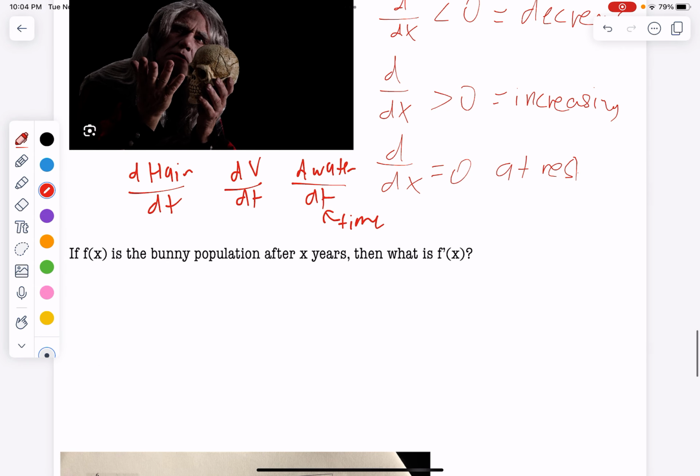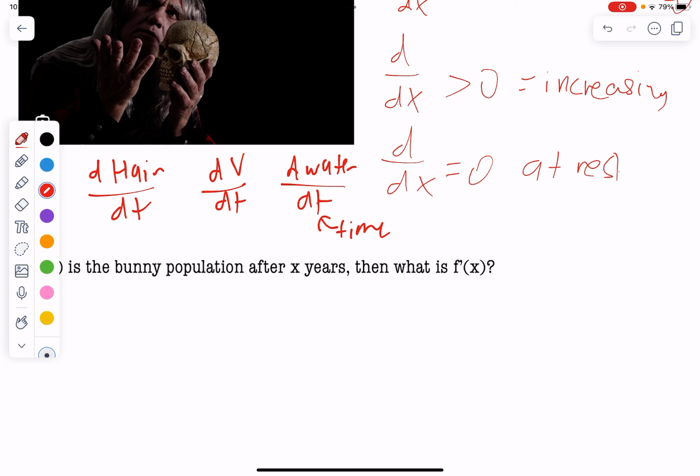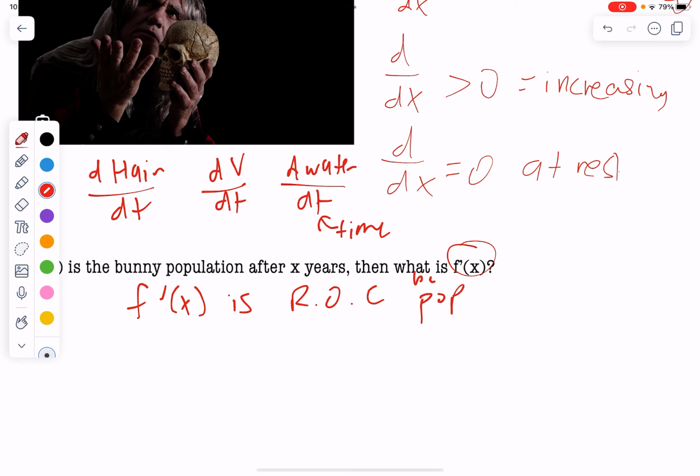This was kind of silly to me, so I would definitely put it on here. If f(x) is the bunny population after x years, then what is f'(x)? We know f'(x) is the derivative, so f'(x) is the rate of change of the bunny population at x years.